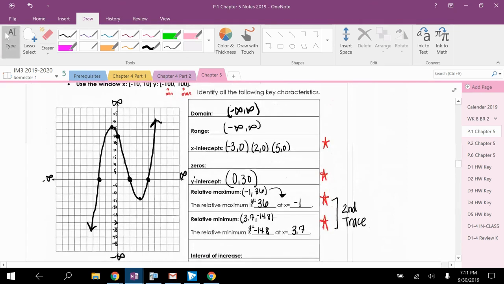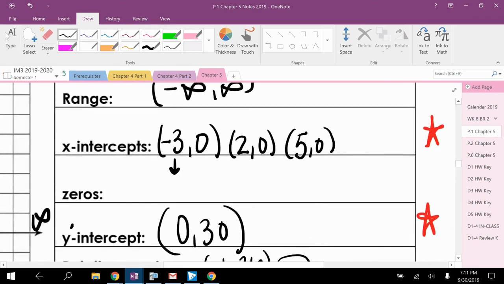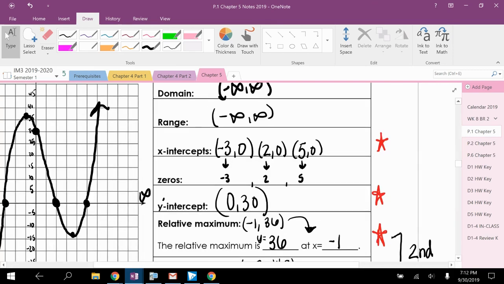Okay, the zeros. Now the zeros, what we learned yesterday is really just the numbers and not the x-intercepts. So we're just using these x-intercepts here. So I got -3, I got 2, and I got 5. Those are my 3 zeros that I have. So those are the 3 solutions. If I asked you what are the answers or the solutions to this problem, your answers would be -3, 2, and 5. Okay, almost done.